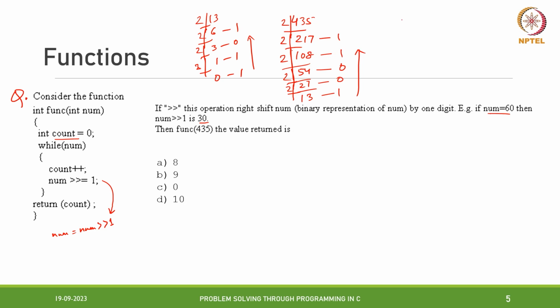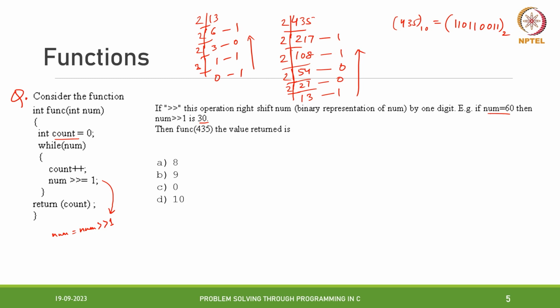So this 435, in decimal, if we convert it to binary, it will be 110110011. This is the binary notation for 435. Pretty straightforward. Just divide it by 2 and take the remainders in the opposite direction.